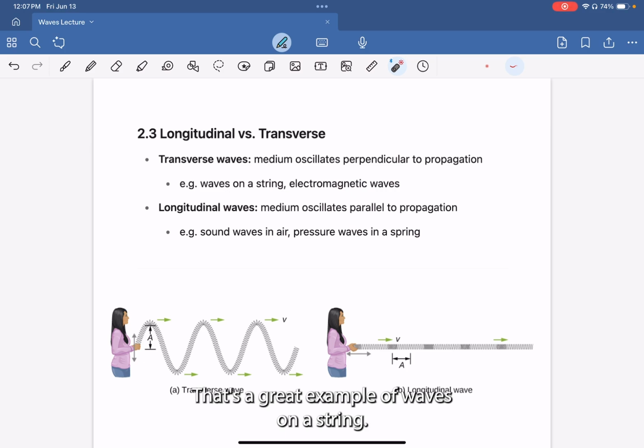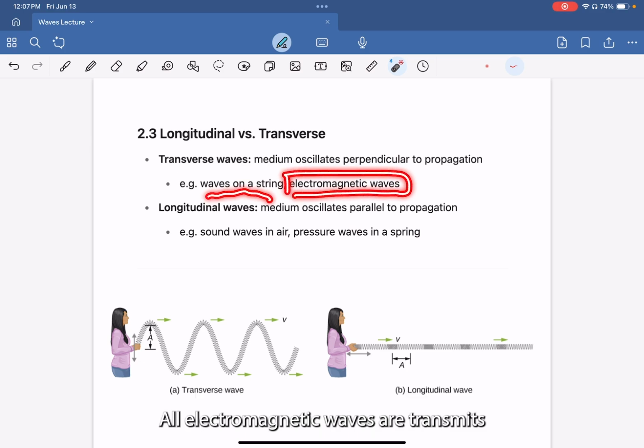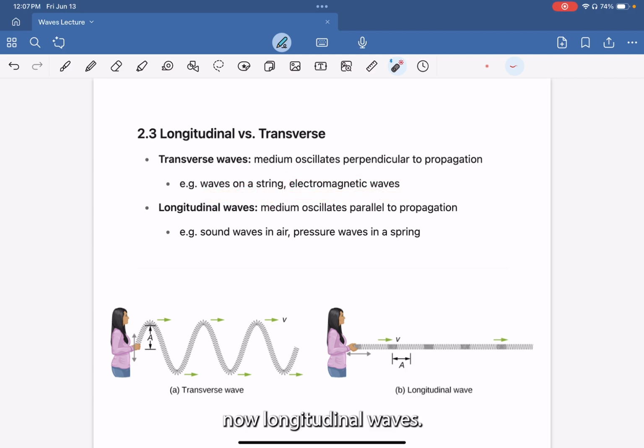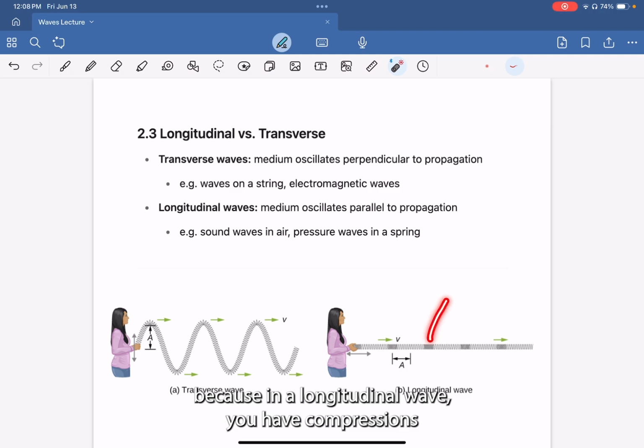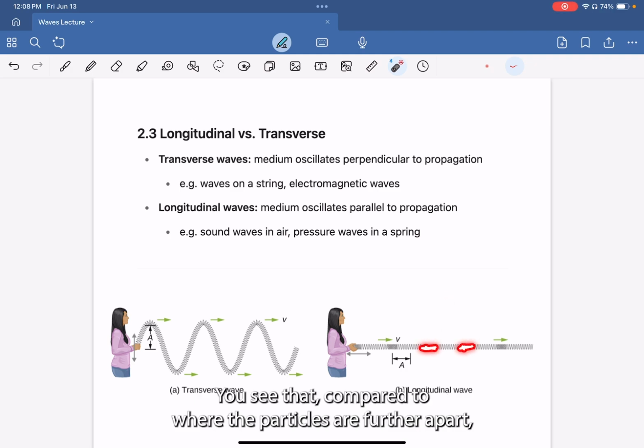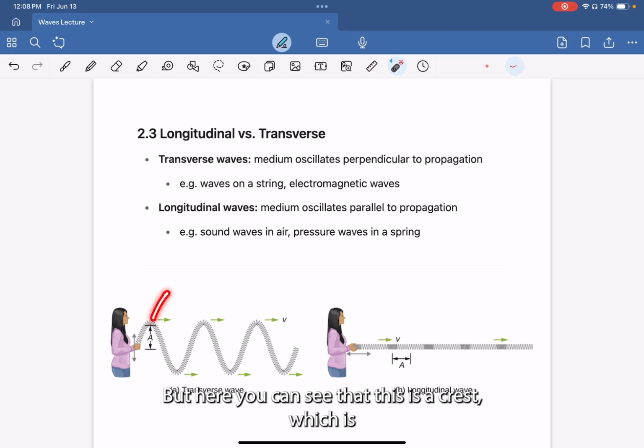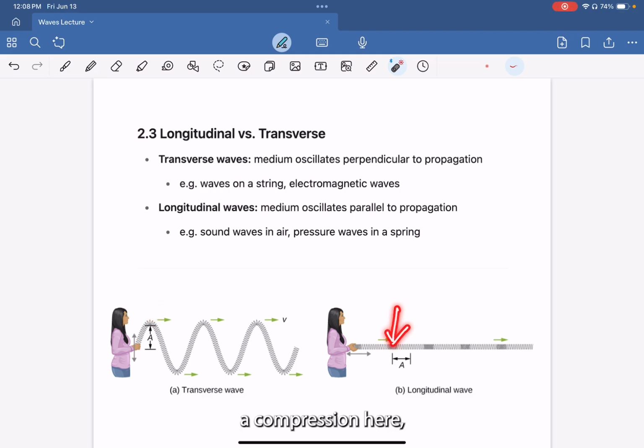That's a transverse wave. Example, waves on a string, electromagnetic waves. All electromagnetic waves are transverse. Now, longitudinal waves: sound waves in air, or pressure waves as shown here in a spring. They are both longitudinal waves. And it's easier to draw a transverse wave than to draw a longitudinal wave, because in a longitudinal wave, you have compressions where the particles are closer together. You see that? Compared to where the particles are further apart. That's harder to draw, but here you can see that this is a crest, which is a compression here, a trough, which is called a rarefaction. I know these words, but you got to know all this.